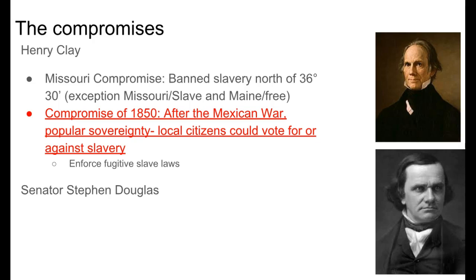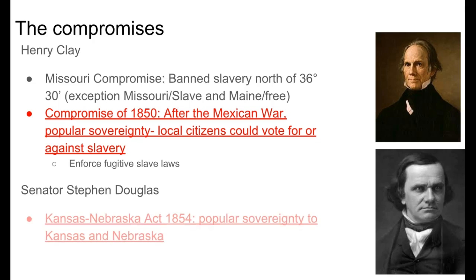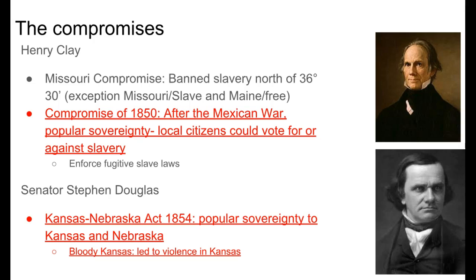Senator Stephen Douglas, who is here on the bottom right-hand corner, created the Kansas-Nebraska Act of 1854, which again was based on this idea of popular sovereignty. They could vote however they wanted to about slavery. The problem being, though, that it was an extremely bloody battle, and it eventually became known as Bloody Kansas because there was so much violence and uprising against this decision. And that is it for today.